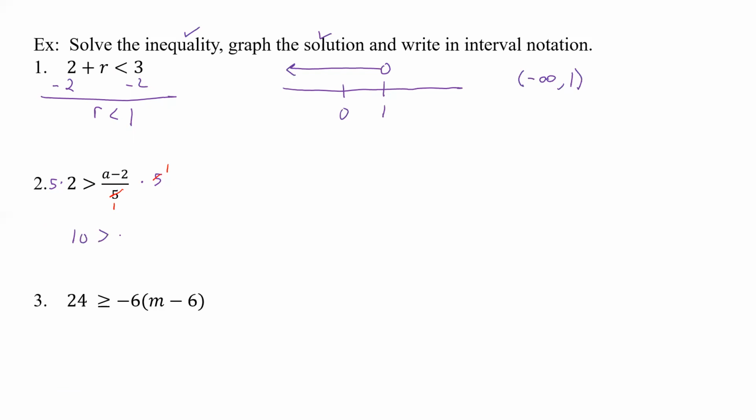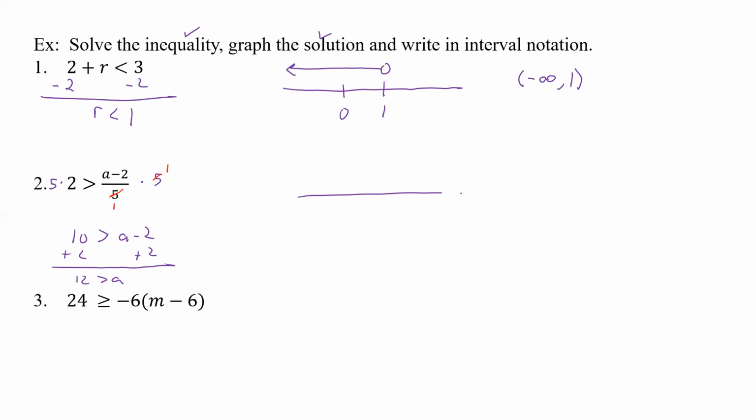That's greater than, and it says a minus 2. Okay. Now what do we do? Well, we have to get rid of that 2, so we have to add 2 to both sides. Well, 10 plus 2 is 12, which is greater than a. Now remember, we always start with a variable and read that. So it says a is less than 12.